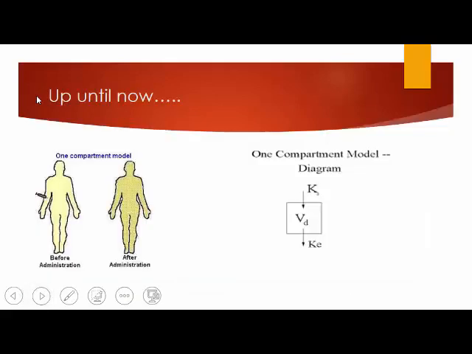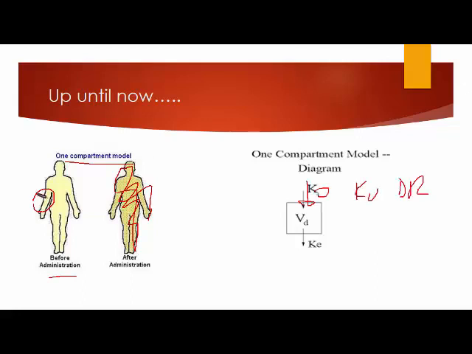Up until now, we've used one compartment to describe what's happening with our drugs. Here's before we've administered a drug. If we then administer a drug, one compartment means the drug distributes evenly everywhere in the body right away. So the drug comes in at rate K0 or R0 or dose rate, whatever you want to call it. It distributes into one volume of distribution, and then it's eliminated. It's a very simple model. It's a one compartment model.